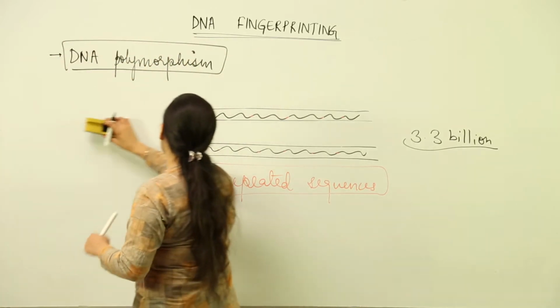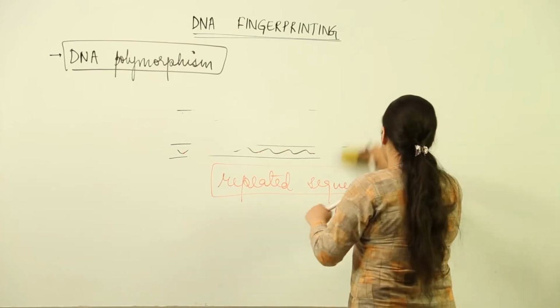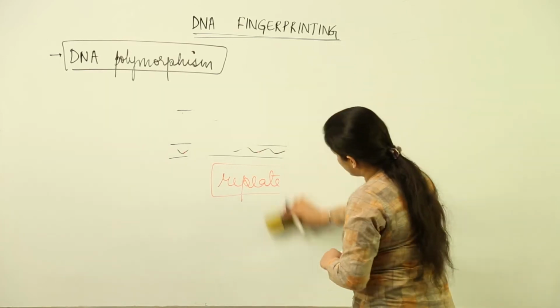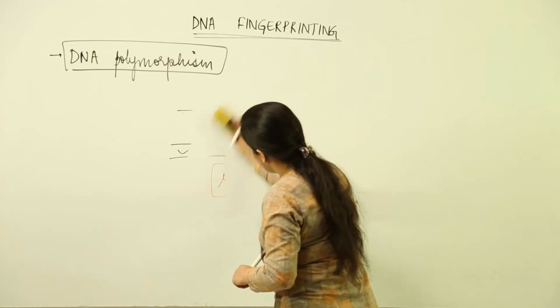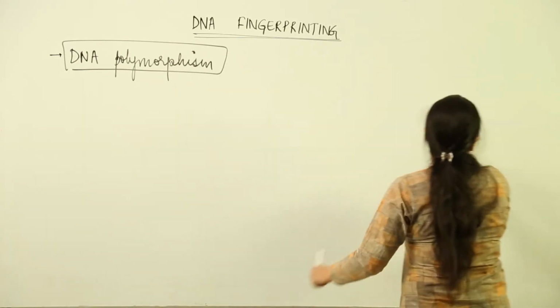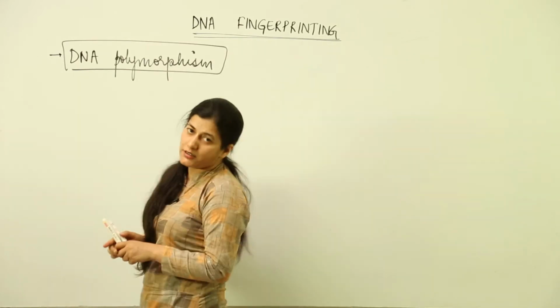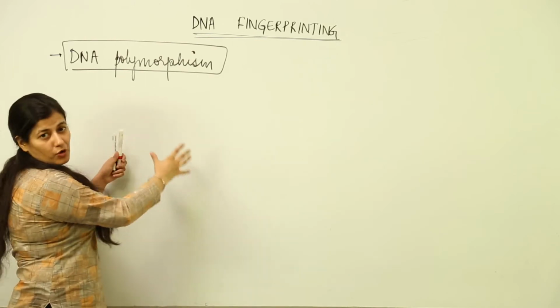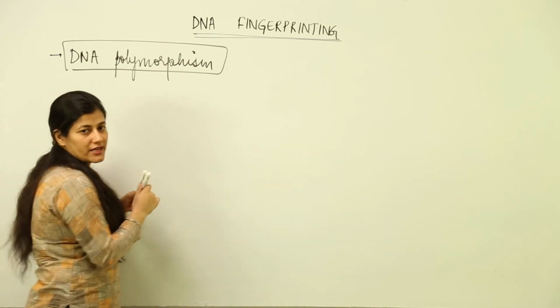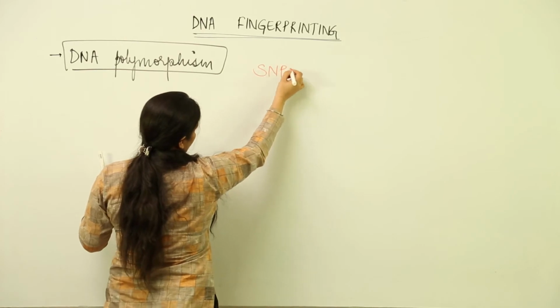Now, to understand DNA polymorphism, I would take you back to the fundamentals of genetics. Few things would crop up from there. So, you can watch that video all over again, and if you have that thing fresh in your mind, that's quite good. What does DNA polymorphism mean? We had talked about SNPs. We said that there is something known as single nucleotide polymorphism.